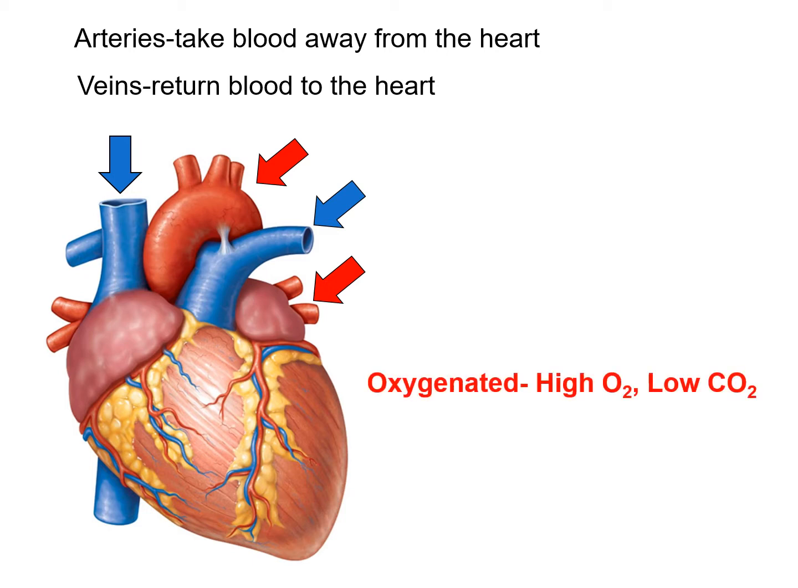Oxygenated blood, that is blood that is high in oxygen and low in carbon dioxide, is color-coded red, and blood vessels that carry oxygenated blood are color-coded red. Deoxygenated blood is blood that is low in oxygen, high in carbon dioxide, and blood vessels and portions of the heart that carry deoxygenated blood are color-coded blue.